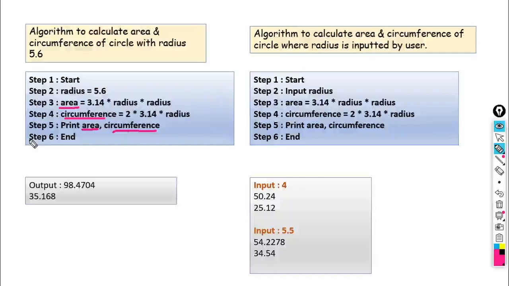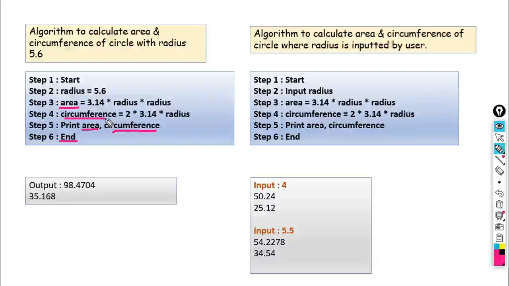And what is the last one? We know it. Every algorithm should end with an end statement. So step 6 is end. How will it execute? It will take the value 5.6 for the variable radius. That value will be used in this formula for area.